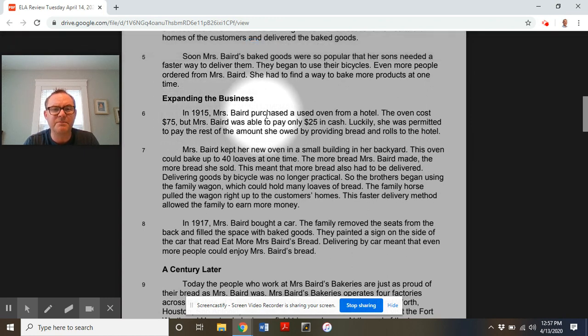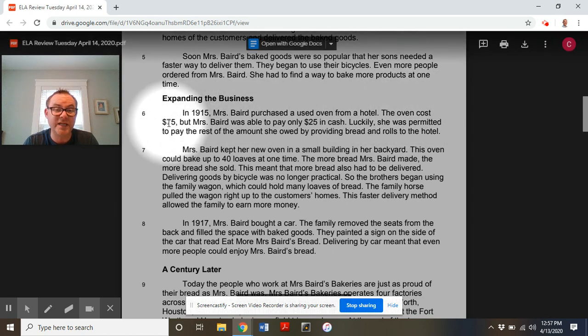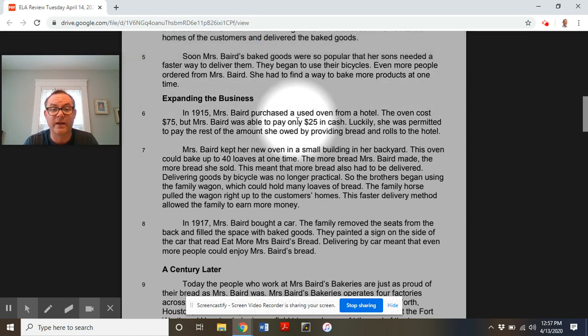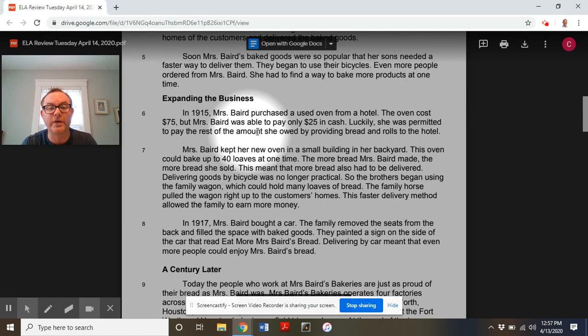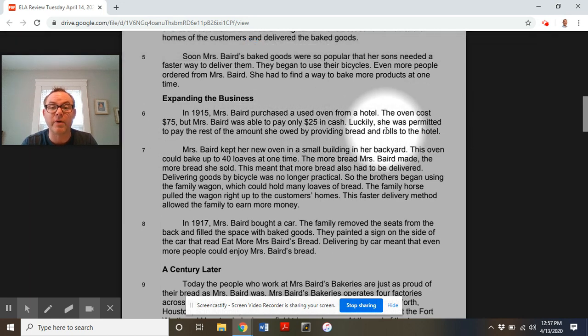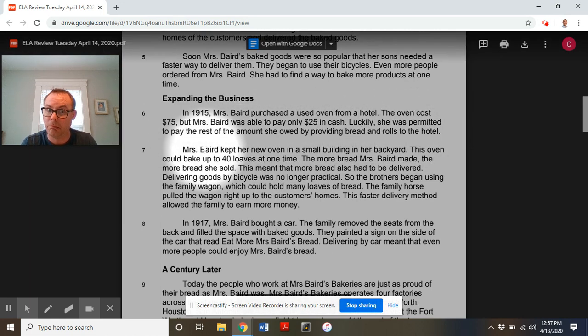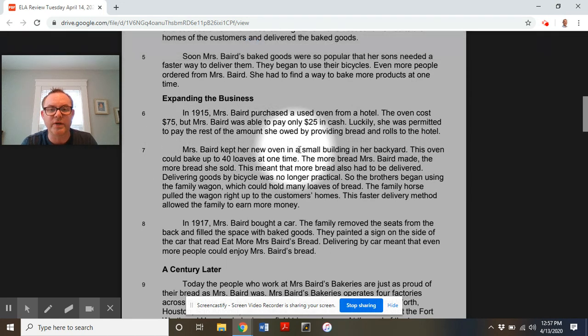In 1915, Mrs. Baird purchased a used oven from a hotel. The oven cost $75, but Mrs. Baird was able to pay only $25 in cash. Luckily, she was permitted to pay the rest of the amount she owed by providing bread and rolls to the hotel. Mrs. Baird kept her new oven in a small building in her backyard.